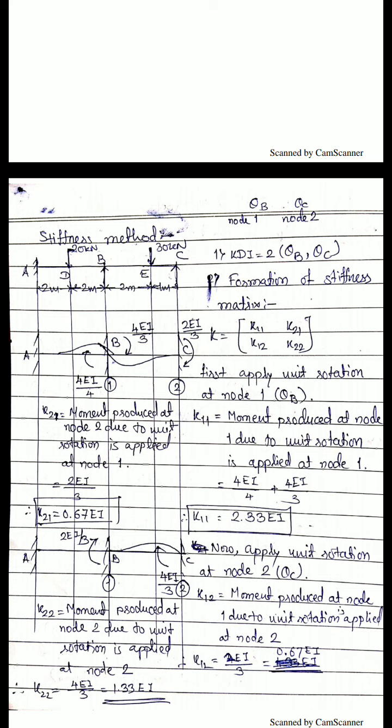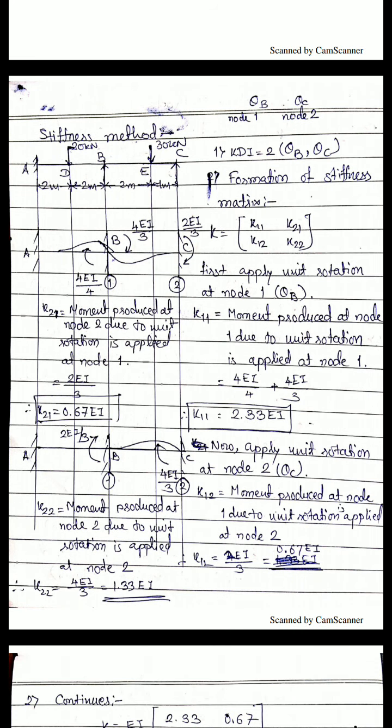Here, as far as the stiffness matrix is concerned, we have decided two redundants, that is theta B and theta C. So the stiffness matrix will be a square matrix of 2 by 2 order. That stiffness matrix will contain 4 elements, likewise K11, K21, K12 and K22. How will you calculate these 4 elements? Let us see. Stiffness is nothing but the moment produced when we apply a unit rotation at a node.